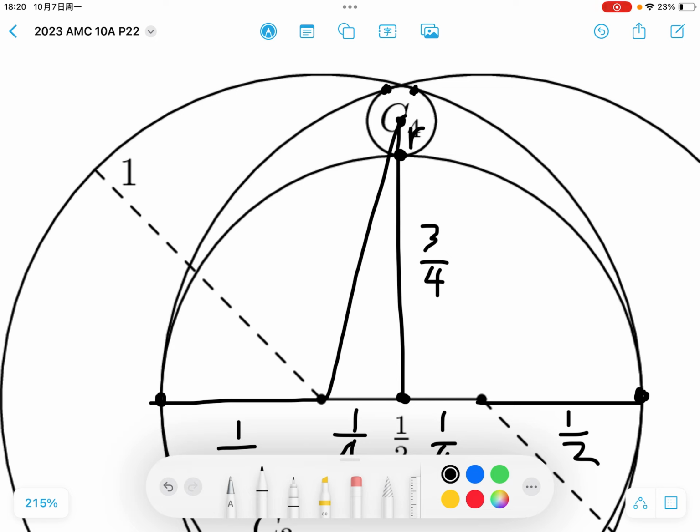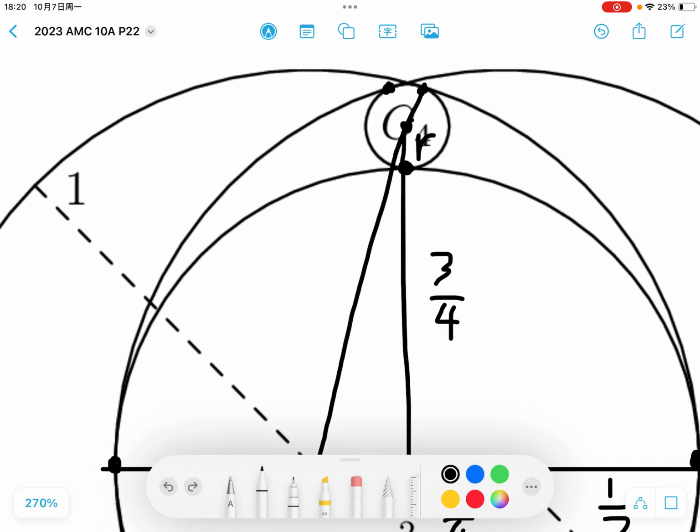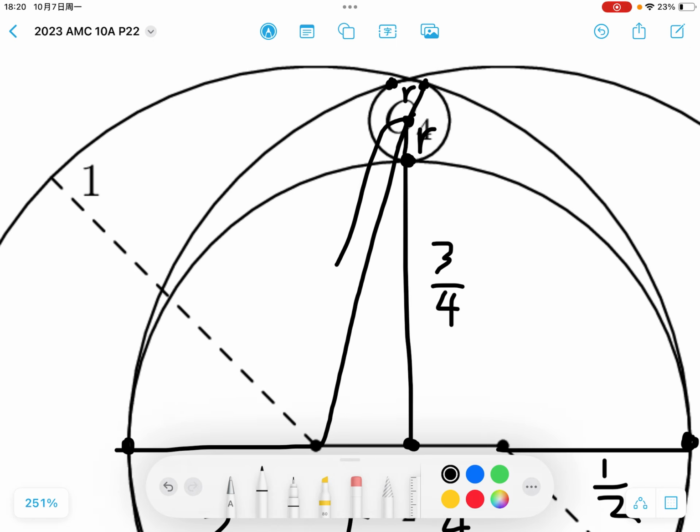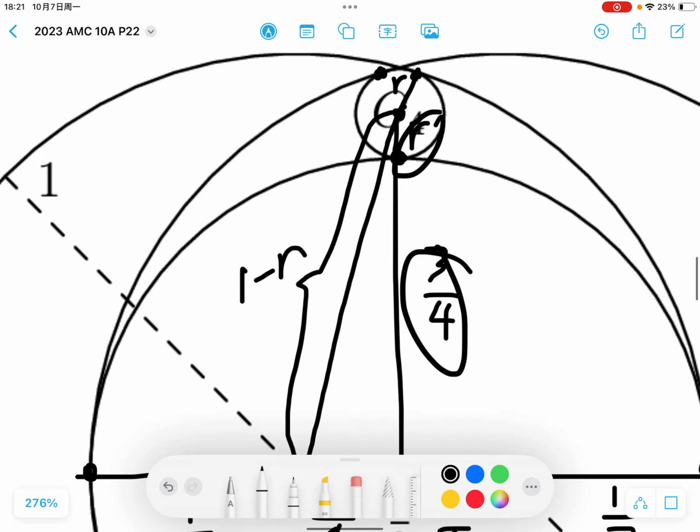In fact, if you start from the tangent point and you connect this entire line together, this line will pass through both this center and this center, because this is a tangent point for C4 at the circle C1. So this means that we know that this is R, and this is also R. Since this is R, the remaining part, which is this really long segment, is 1 minus R. And we know this is 1/4, and this is 3/4 plus R.